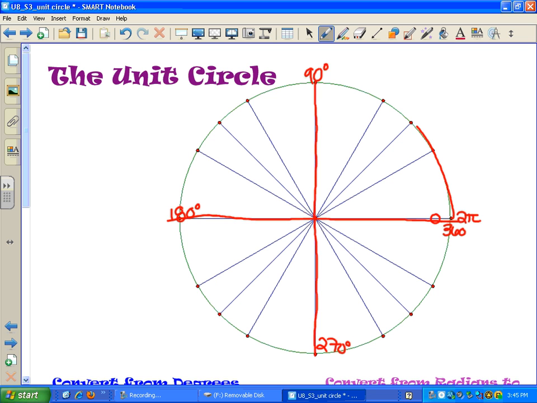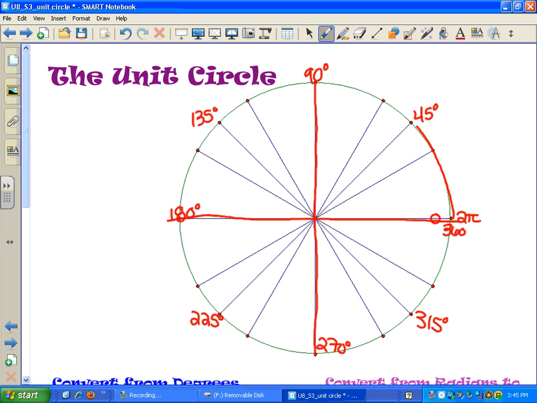From 0 to 90, halfway in between is going to be 45 degrees. So I'm going to mark that as 45 degrees. And then if I come halfway between 90 and 180, I know that's going to be 90 plus 45, which is 135 degrees. Halfway between 180 and 270, 180 plus 45 is going to be 225 degrees. And then between 270 and 360, halfway in between, we'll add 45 to 270, and I get 315 degrees. So there's that so far.